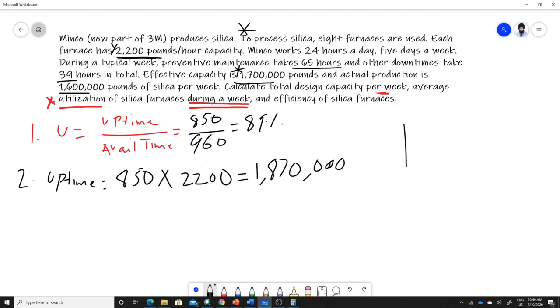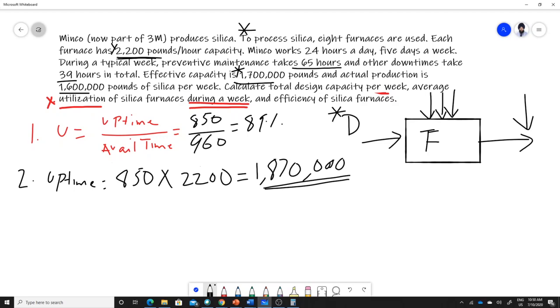When we talk about operations, I'm going to take you back to the very first chapter about the transformation process. In this case, it is the silica furnace. You have demand here, and there are constraints on the system, such as rework and quality problems. You may need to take some time to move silica into the furnace and out of the furnace. That's why this figure is a bit smaller than what we have here. That's why these numbers are slightly different, the 1.6 million and 1.7 million, instead of calculating them based on the uptime. So let's get the efficiency.